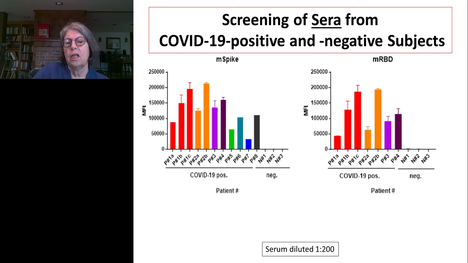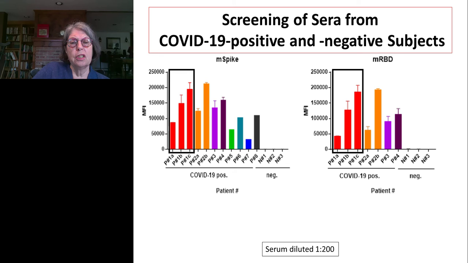The levels vary enormously. What has been reported in the literature is that patients with severe disease have a higher level of antibodies than patients or subjects who've had much milder disease. And I can show you that in just using these few samples amongst many others that we've done.